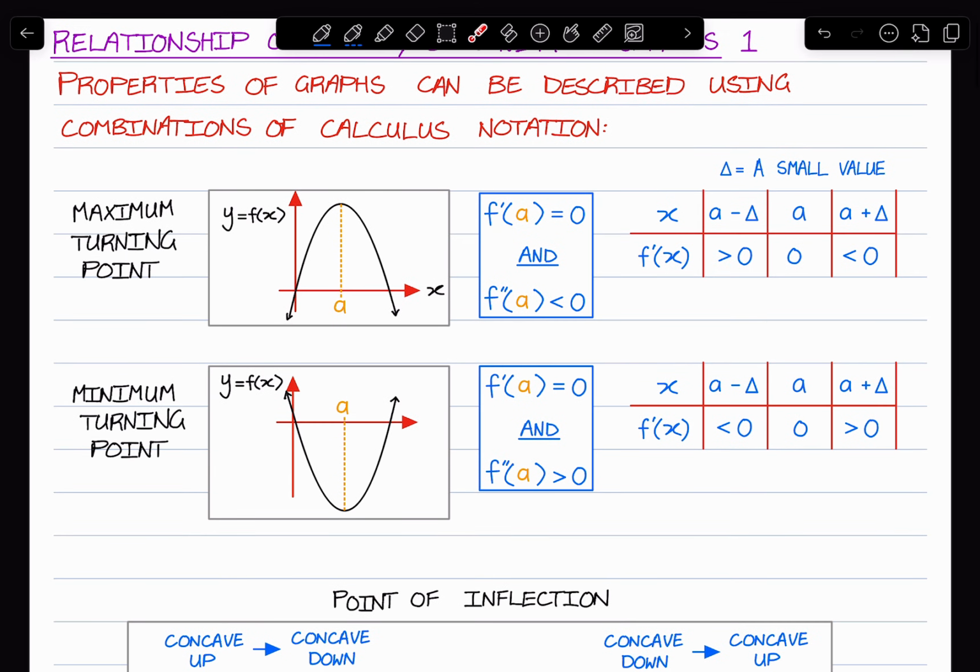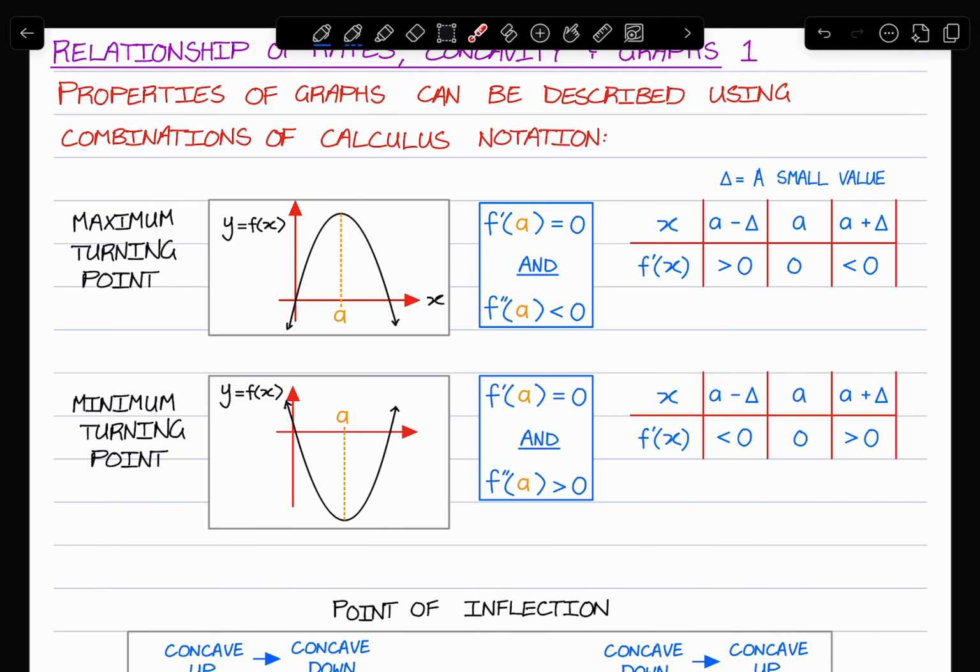So for example, here we have the maximum and minimum turning points. We've seen this notated as the first derivative at the point equaling 0, and at the same point, its second derivative is less than 0. So this would make it concave down and stationary, hence a maximum turning point.